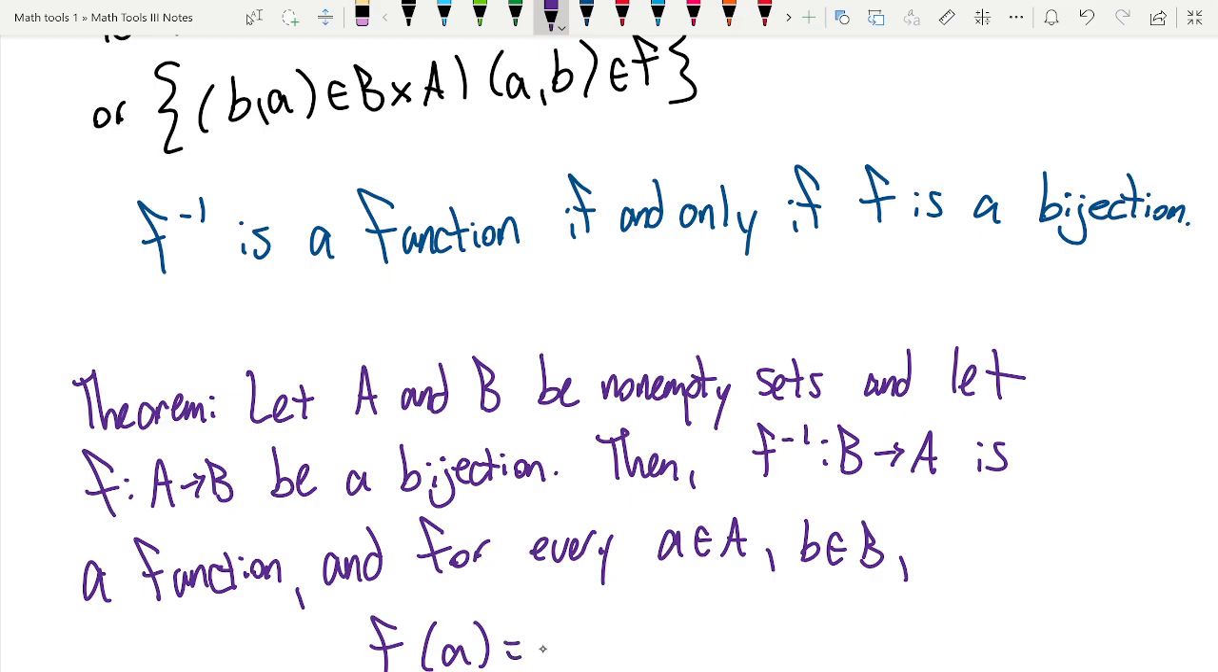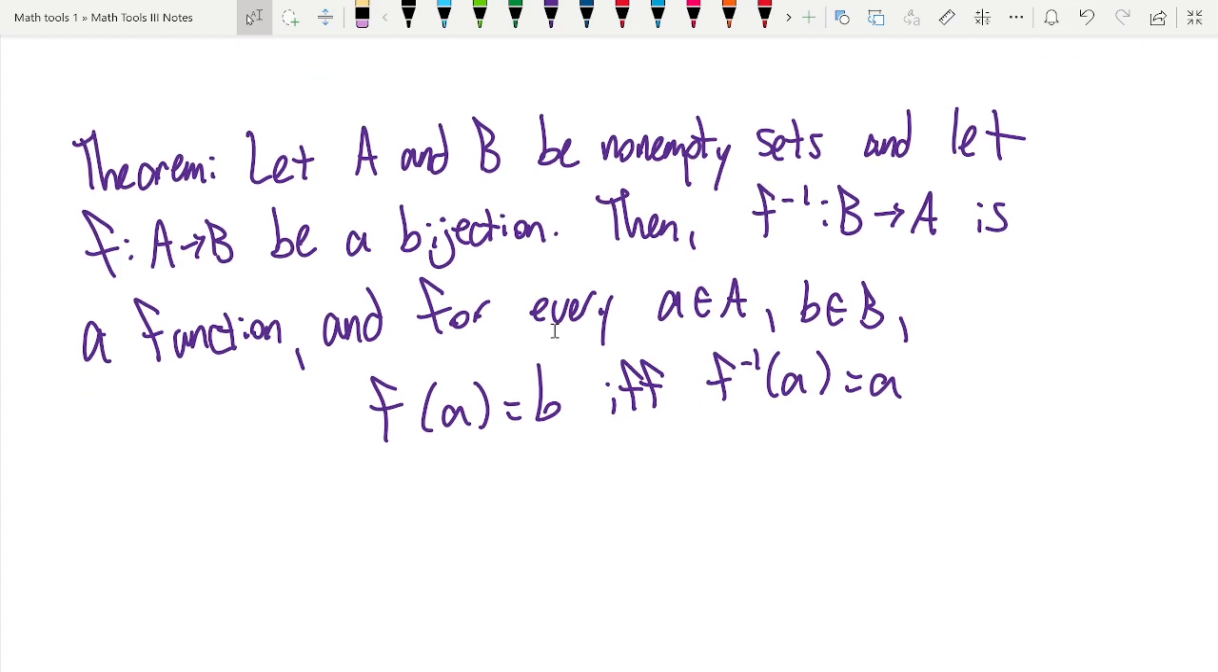F of A is equal to B if and only if, I'll abbreviate here, F inverse of B is equal to A, right? And we know this from our previous discussion of what an inverse function is, right? The outputs and the inputs are switched. So no surprises here.